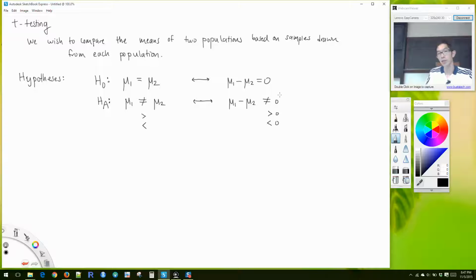Okay, so the null hypothesis always has the equal sign. The alternative is identical, except you replace the equal sign with something else. Okay, and we always use population parameters in the hypotheses. So never use y bar in the hypothesis.